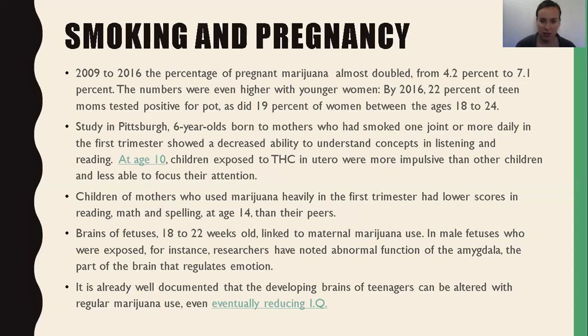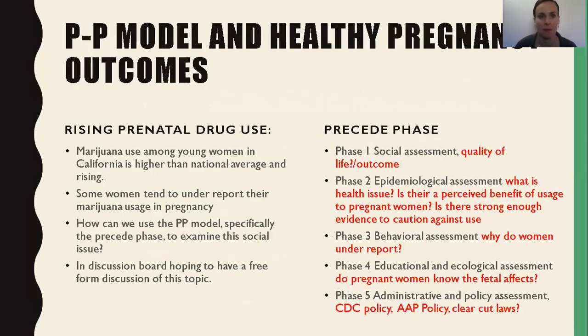It's already well documented that the developing brains of teenagers can be altered by regular, chronic, high marijuana use, and it will eventually reduce your IQ, and it can change the structure of your brain if you're engaged in chronic high use marijuana. So if you're somebody who's like perma-stoned all the time, it can change your brain structure. And for our teens who are growing their brains, it can have bad effects as well.